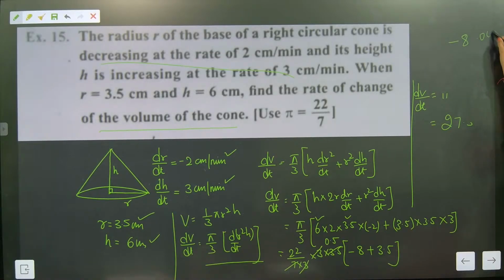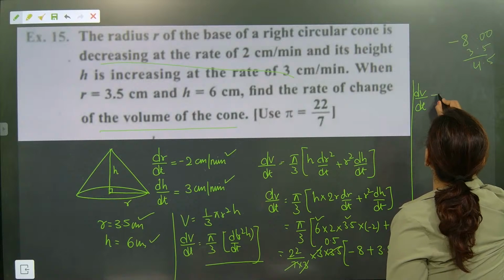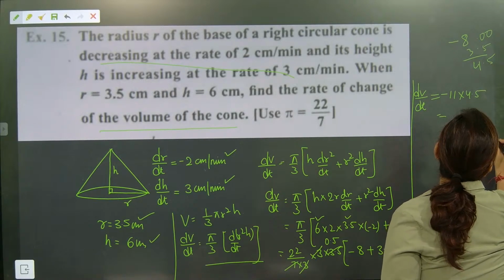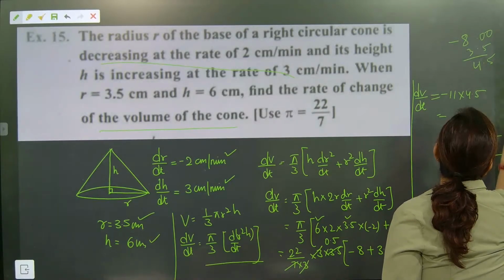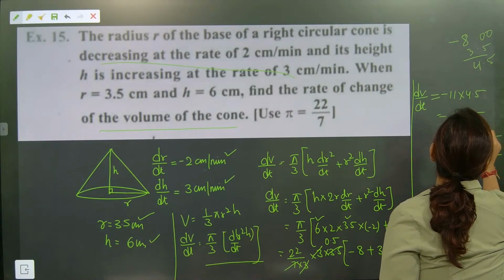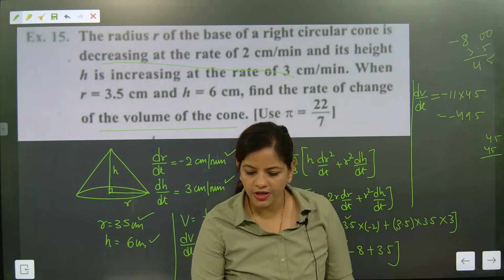Minus 8. 3.5 means 5. 7 minus 3 is 4.5. So it is coming as dV by dt is minus 11 into 4.5. So 45, 45, 495, 495 it is coming, minus. Okay. So that's the volume coming.